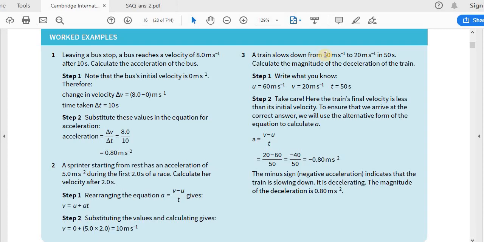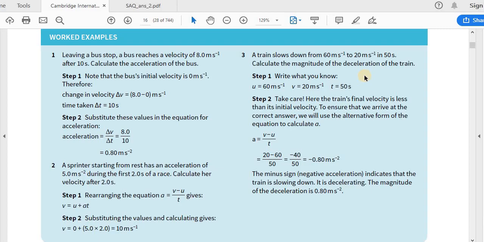Example 3. A train slows down from 60 meters per second to 20 meters per second. Now this is the initial velocity u, this is the final velocity v, and here is the time, 50 seconds. You are supposed to find the magnitude of deceleration. Acceleration negative means it's a deceleration, and deceleration is always a positive number.